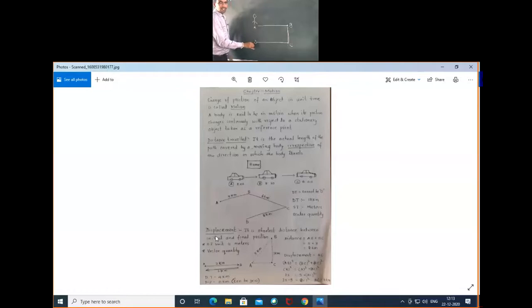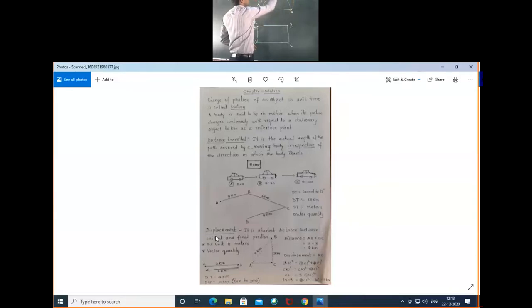And so what is the shortest distance? See, the shortest distance is this one. A boy can come like this also, like this also. Is it clear? Say A to B is there. A person has to travel from A to B. He can go directly like this, or he can go like this also.